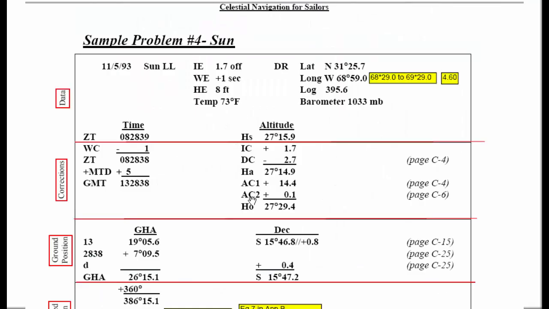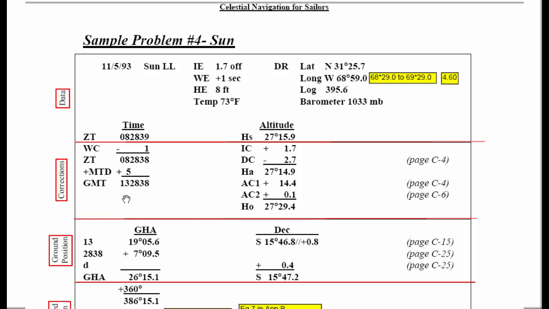And let's go back to our calculation page. And we say here AC2 is plus 0.1 minutes. Okay? And we add those up and we get an HO, the observed altitude, of 27 degrees 29.4.